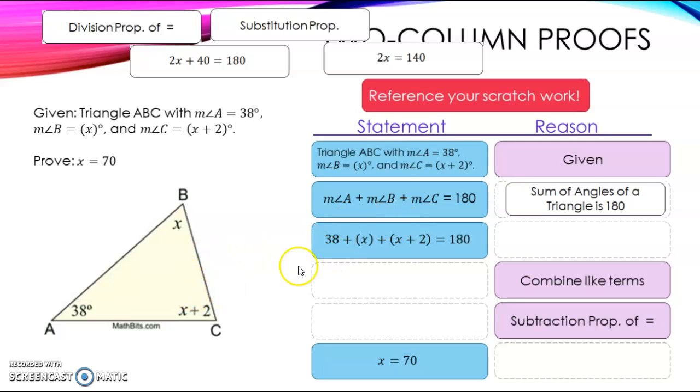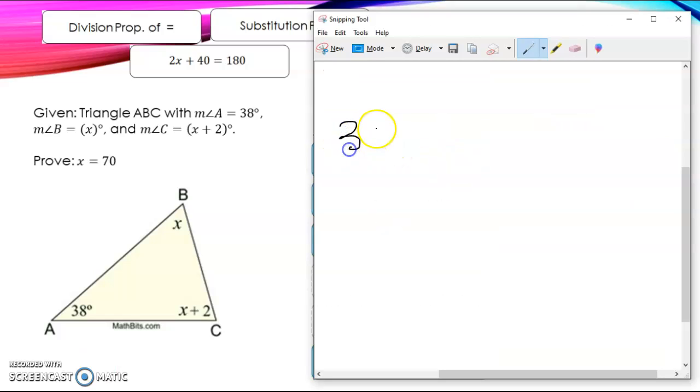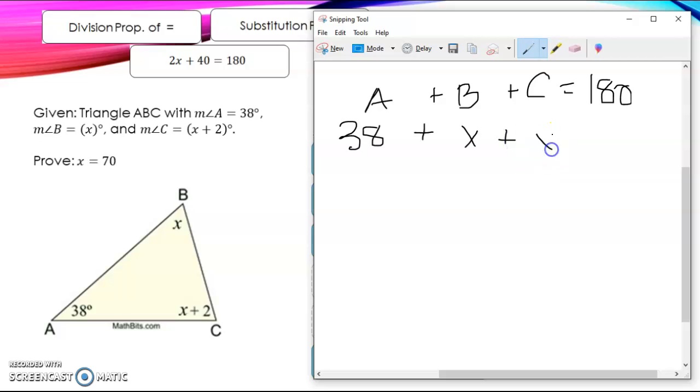Well, it looks like they may have taken each of those angles. We can even do it in our scratch work. They basically did A plus B plus C equals 180. In fact, I'd always recommend keeping that little property in your back pocket if you're ever dealing with triangles and angles. So A is 38, B is X, C is X plus 2. And they did some substitution in that second step there.